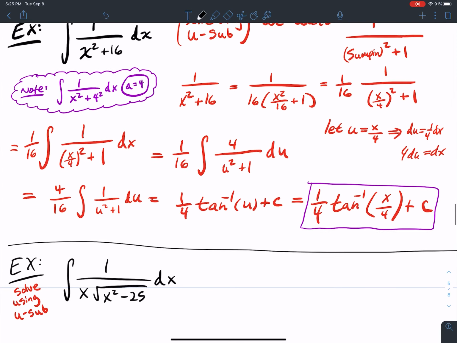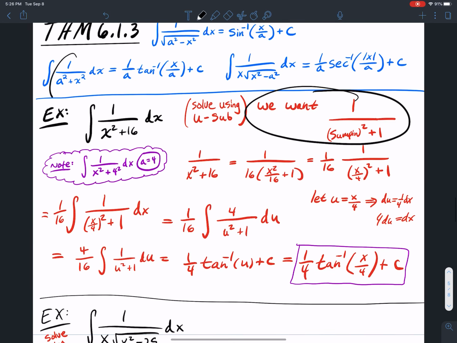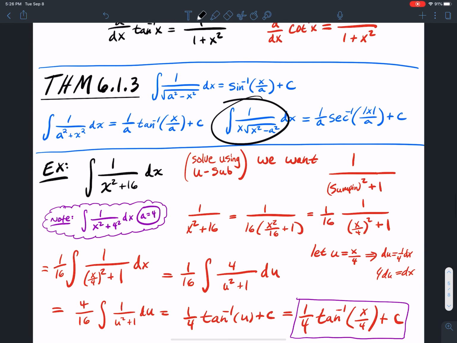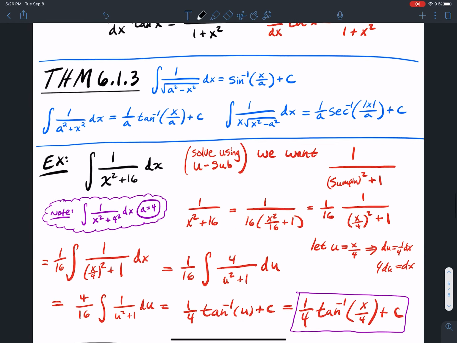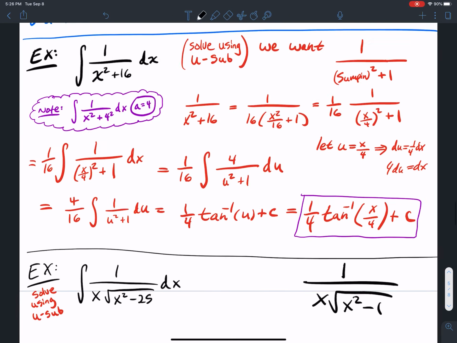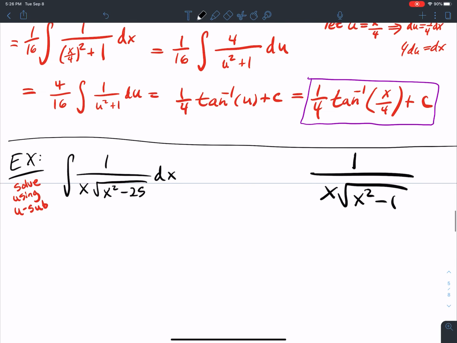So look, same thing here. If I'm going to use U substitution, I wanted 1 over something squared plus 1, right? So I just turned my a's into 1, basically. So this one here looks like I've got in the denominator an x and a square root of x squared. That's this flavor right here. So I'm going to want this to be a 1 here. I'm going to want it in the form 1 over x square root x squared minus 1. Okay, that's what my goal is. So I want to get rid of this 25 here. I want to turn it into a 1.